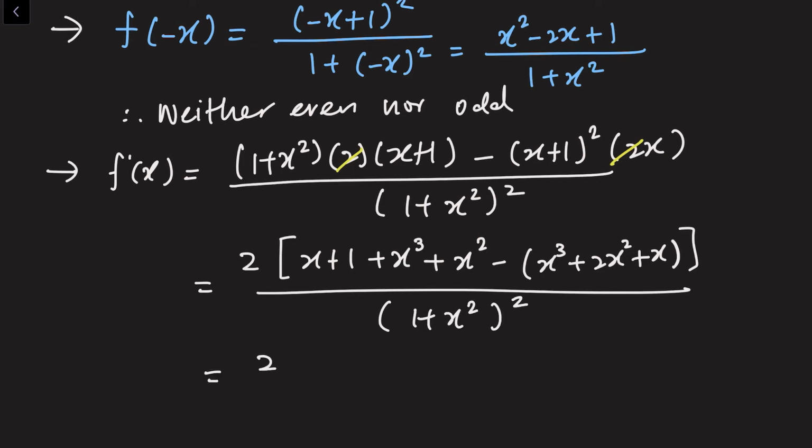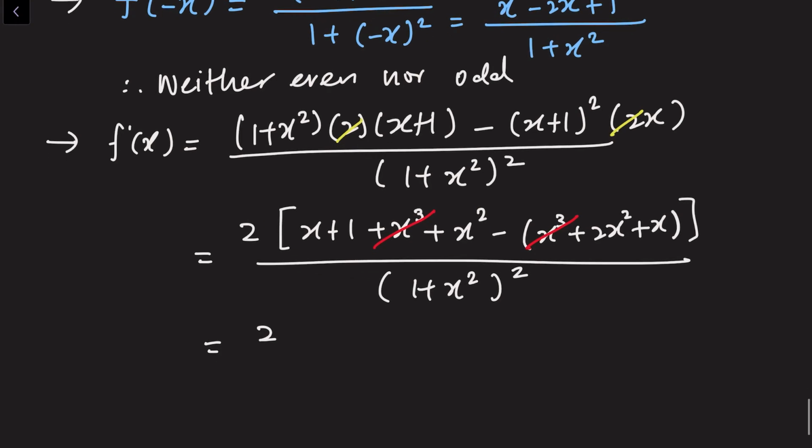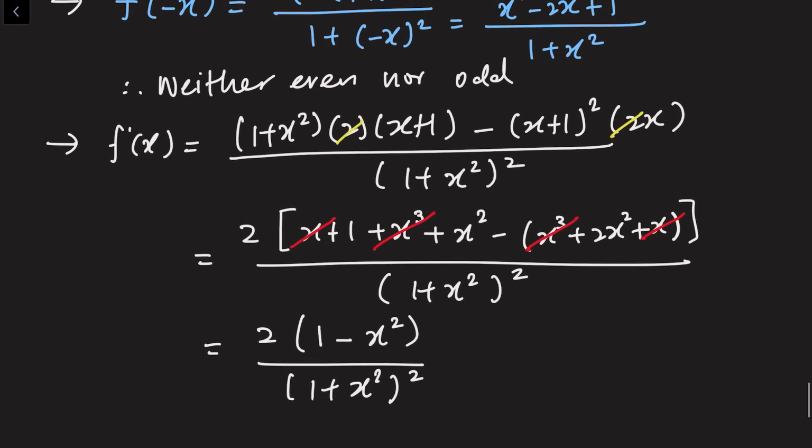Then time to cancel out stuff. x cubed and x cubed can cancel. x and x can cancel. So at the end of the day, you have 1 minus 2 is that. We can't cancel out anything else. I think this is it.